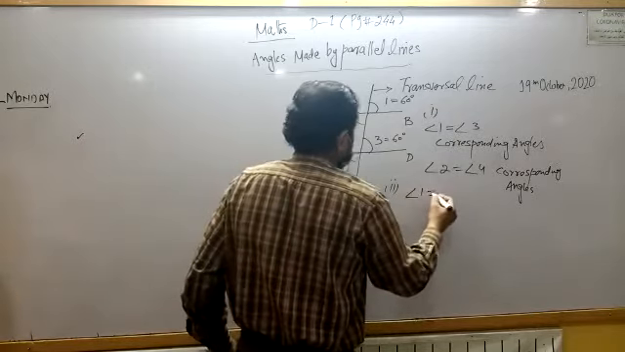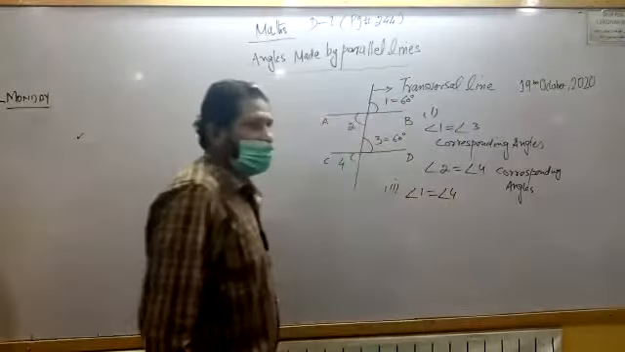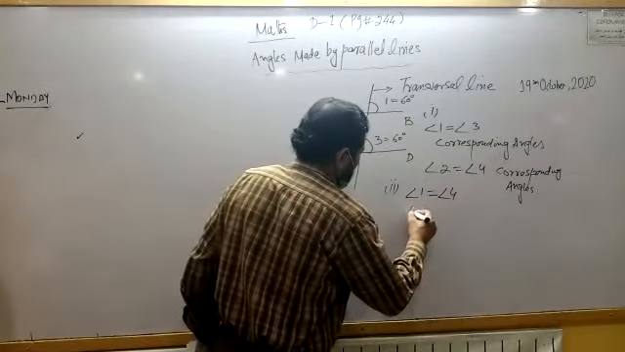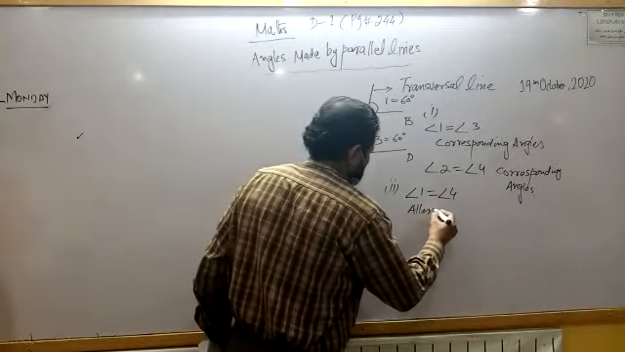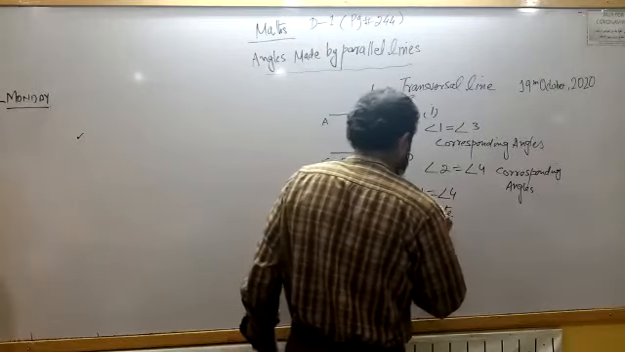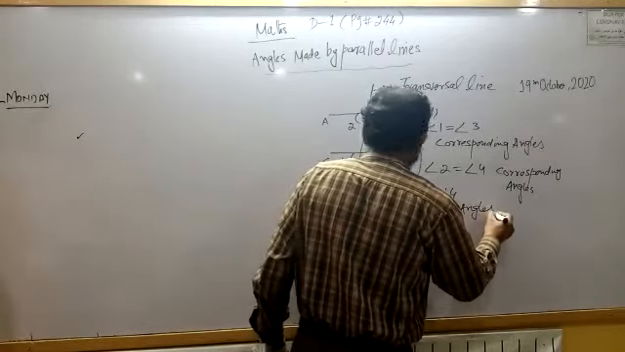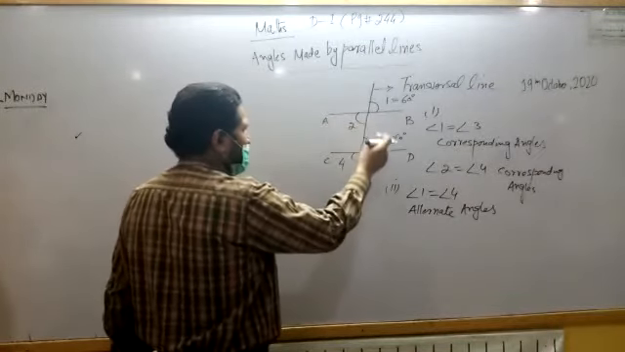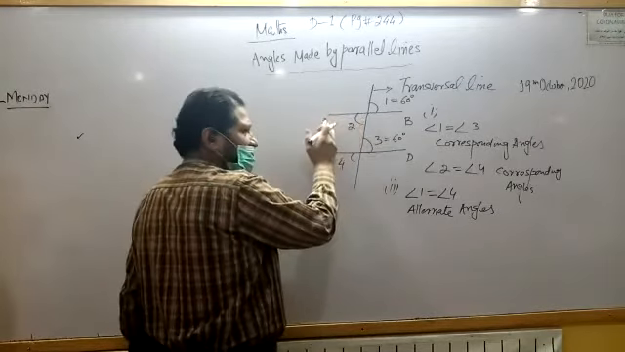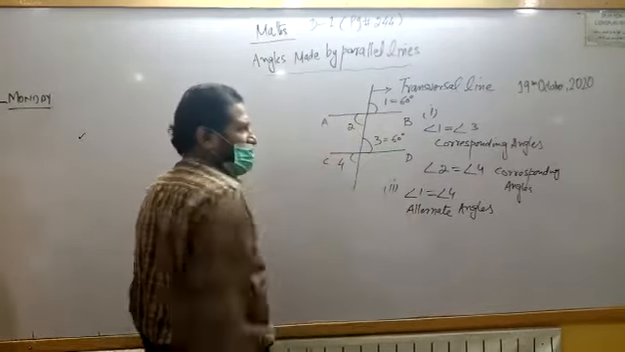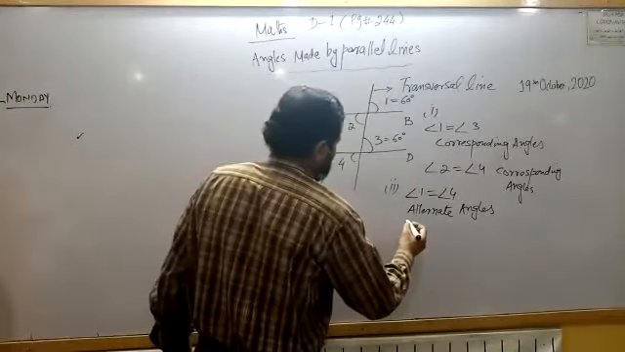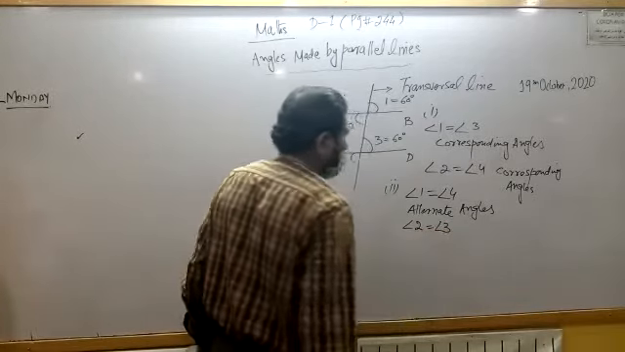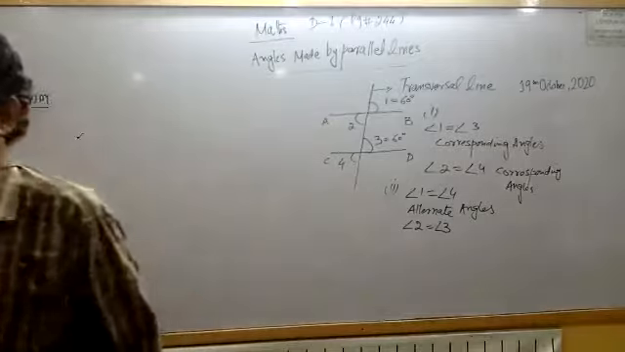So angle 1 is equal to angle 4. Again they are equal, so different position angles are again equal, so they are called alternate angles. Similarly, angle 2 and angle 3. 2 is below the parallel line, 3 is above the parallel line, 2 is on the left hand side of the transversal and 3 is on the right hand side of the transversal line. So angle 2 is again equal to angle 3 and this is also an alternate angle. So students, alternate angles.